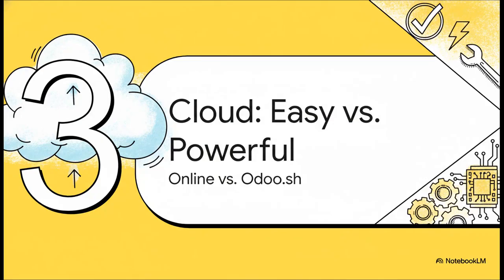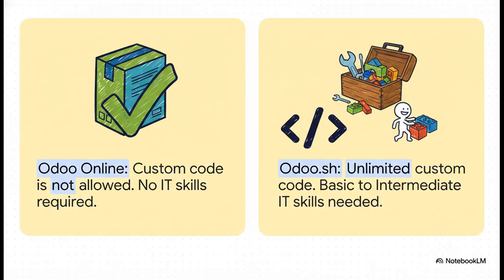All right, let's say you chose the cloud path. Smart choice if you want simplicity. Now you've got another decision to make, but this one's pretty straightforward. It's basically easy versus powerful. So what's the deal here? It's all about custom code. That's the biggie. If you have no plans to write your own code or install a bunch of custom third-party apps, Odoo Online is your jam. It's ready to go. But if you're a developer or you have one and you need a playground to build custom stuff, that's exactly what Odoo.sh was made for.